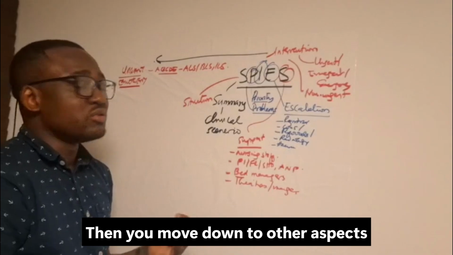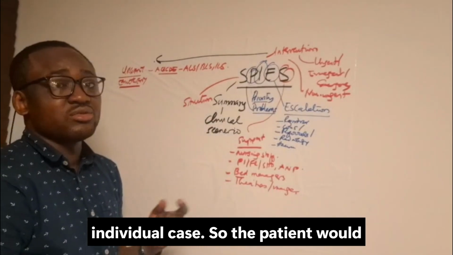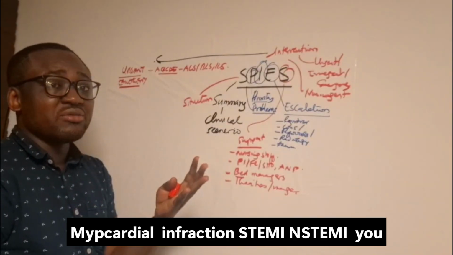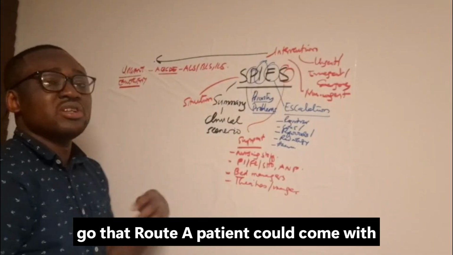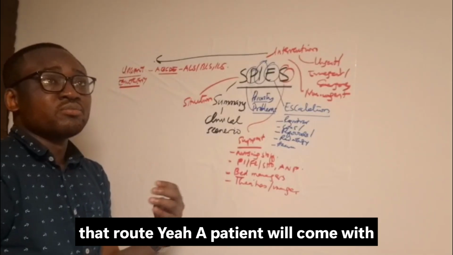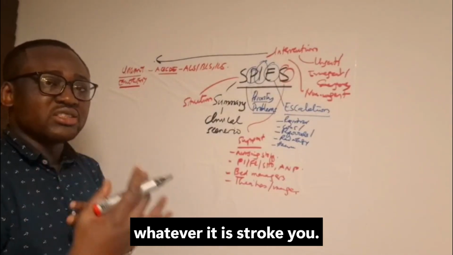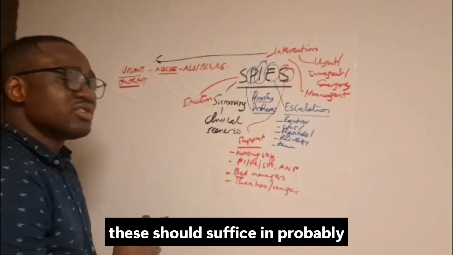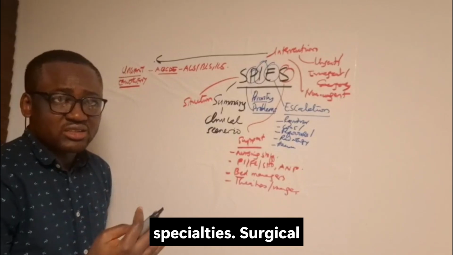Then you move down to other aspects that can arise depending on the individual case. So a patient could come, for instance, with a myocardial infarction, STEMI, and you go that route. A patient could come with a dissecting aortic aneurysm, you go that route. A patient could come with whatever it is, stroke, you adapt it. So this should suffice in probably most non-surgical specialties.